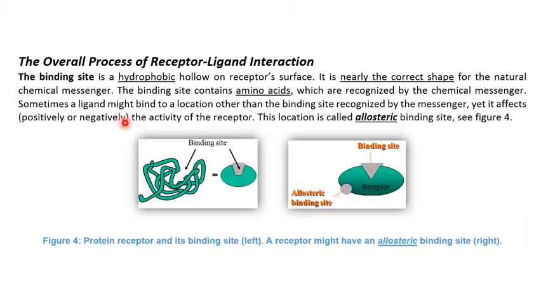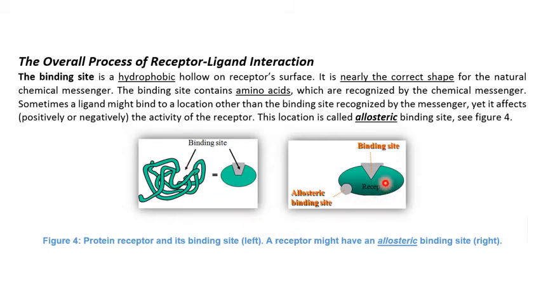Okay, so let's look at the overall process of the receptor-ligand interaction. If your receptor is a protein, it would look like that, which is a chain of amino acids. This would be the binding site, which is a hydrophobic hollow that is nearly the correct shape for the natural chemical messenger. At this surface, you will see the amino acids, which are the side chains of the protein, that should be recognized by the chemical messenger.